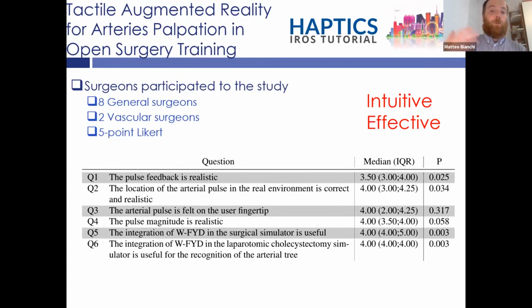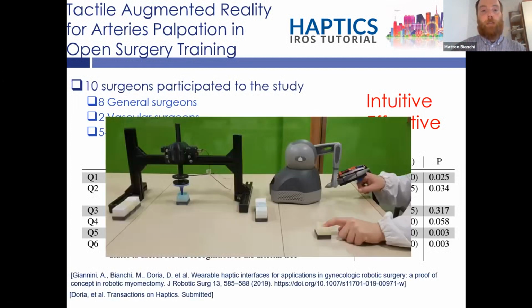Of course, we also received some comments on how to improve it, for example, to increase its wearability, but the intuitiveness and the effectiveness of the feedback was evaluated as very good. And this pushed us to continue the investigation of this kind of wearable system for applications in gynecologic robotic surgery to reproduce the stiffness of myomas presented in the uterine tissues.